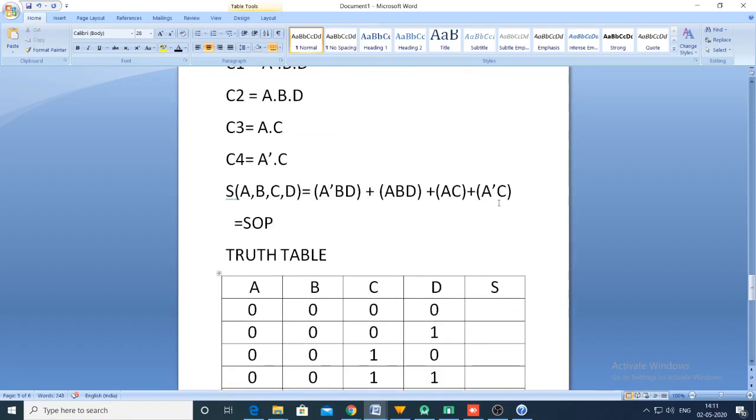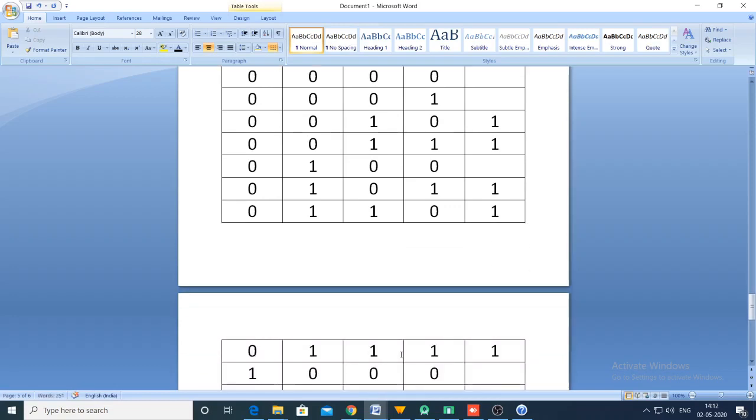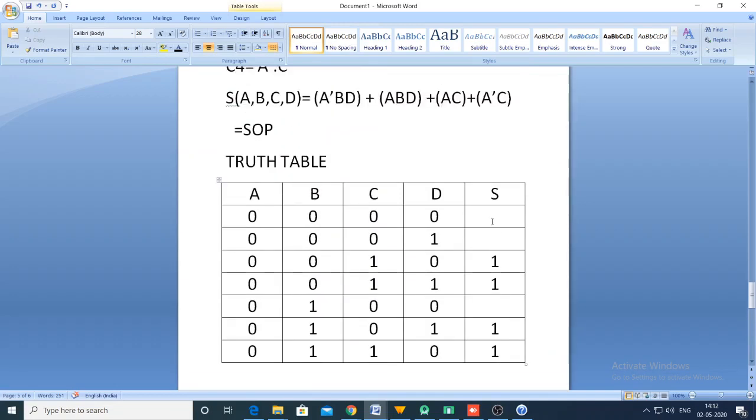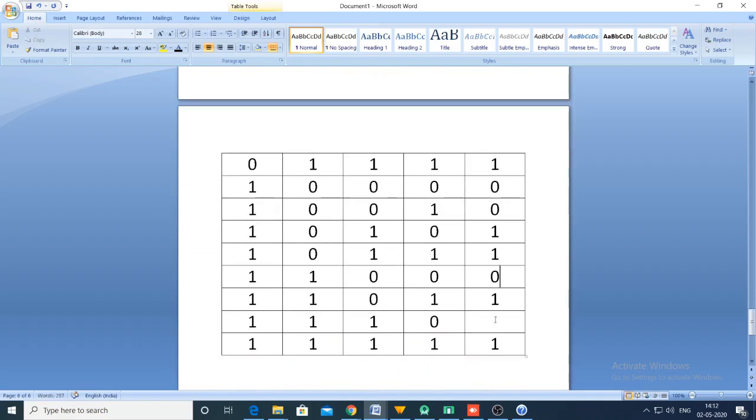Then thereafter A bar C. A bar means 0 bar 1. So 0 value we should look into, and then C is 1. So 0 1 here 1, 0 1 here 1, then 0 1 here 1, and 0 1 already 1. So then 1. So these are the combinations with 1. Okay. So rest all we have to fill it with 0.